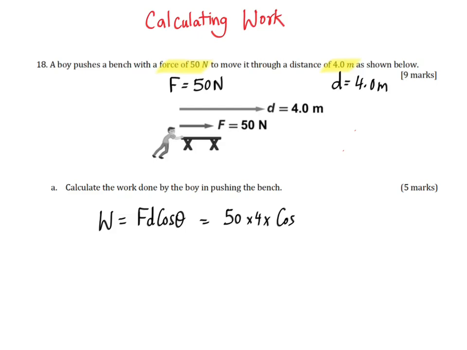So if you look at the diagram, the force and the distance, they are in the same direction. That means theta will be equal to 0, which we can substitute in the formula. We get the answer as 200. Do not forget to put the unit, which is joules. Work done is 200 joules.